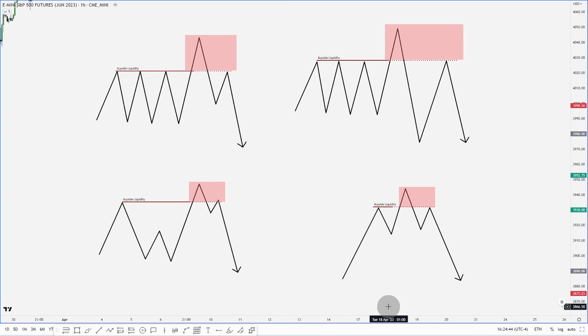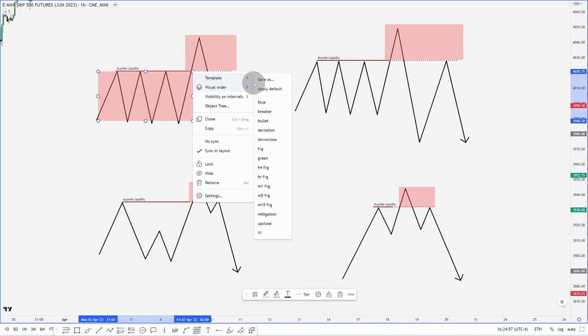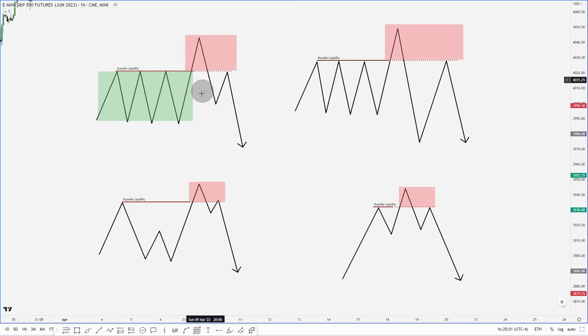And before we get into the examples, you may notice this looks exactly like power of 3, or accumulation, manipulation, distribution. And that's because that's what it is. Here would be the accumulation. We have our manipulation marked out, and our distribution would be when price moves away from the manipulation and goes lower towards the range low and whatever is resting below.